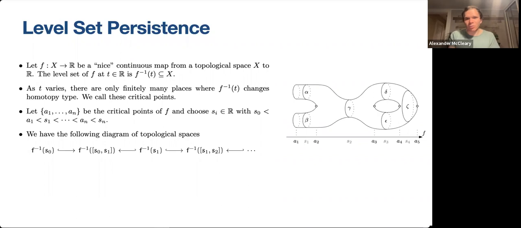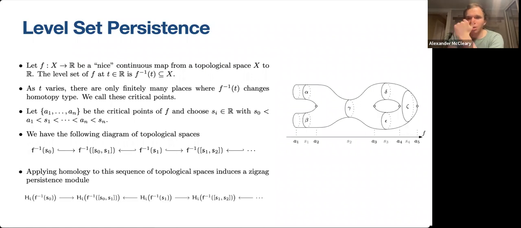But now the level set at S1 will also include into the inverse image of the interval from S1 to S2, and so on. And so what we'll get is the zigzag of topological spaces. And we can apply homology to the sequence now, and we'll get a zigzag of vector spaces and linear maps between them. And so we get a zigzag persistence module.